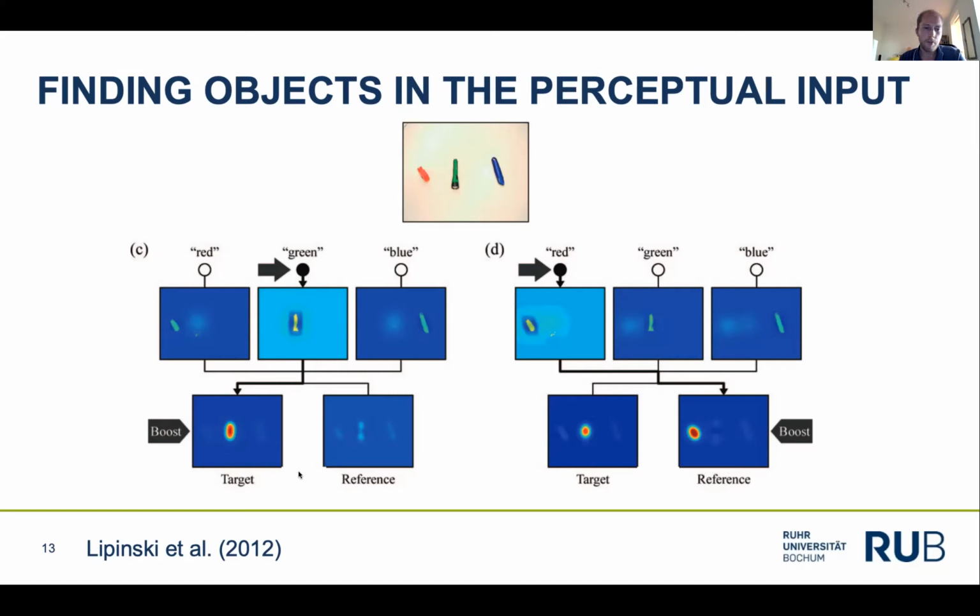Now, in order to be able to compare the target object to the reference object with respect to its spatial relation, we have to store the location of both the target object and the reference object in a working memory. And for this, we introduce two fields, the target field and the reference field. And then we first search for one of the two objects, for example, the target object, and simultaneously boost this field in order to store its position there.